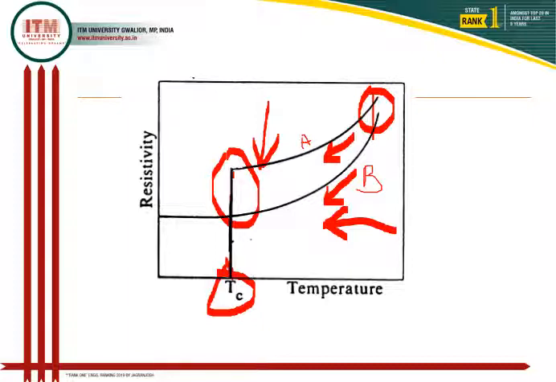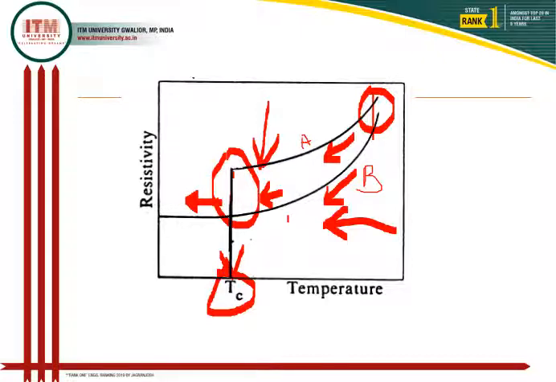The resistance is higher before this temperature. But at this temperature, this material has no resistance. Resistance is 0 after that. On the other hand, the material which has some resistance, less than the resistivity of A, still has resistivity, not 0.